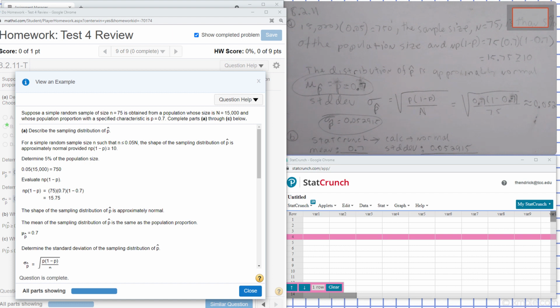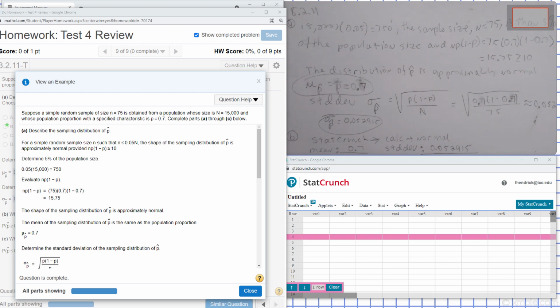And now for this one here, suppose a simple random sample of size 75 is obtained from a population whose size is 15,000 and whose population proportion with a specified characteristic is 0.7. Complete parts A through C below. Describe the sampling distribution of p hat.